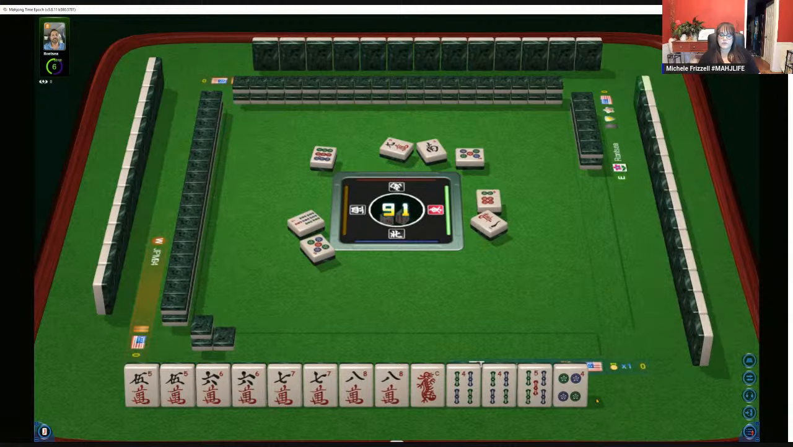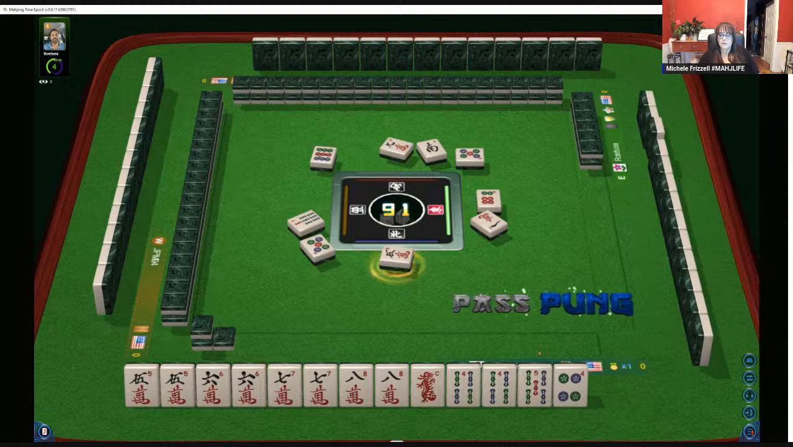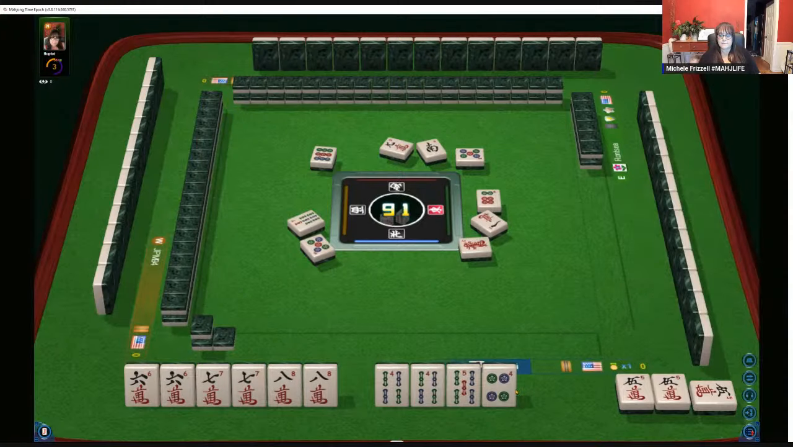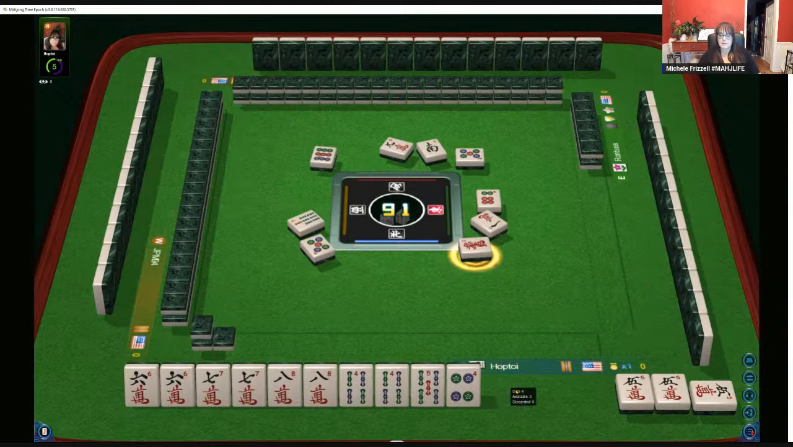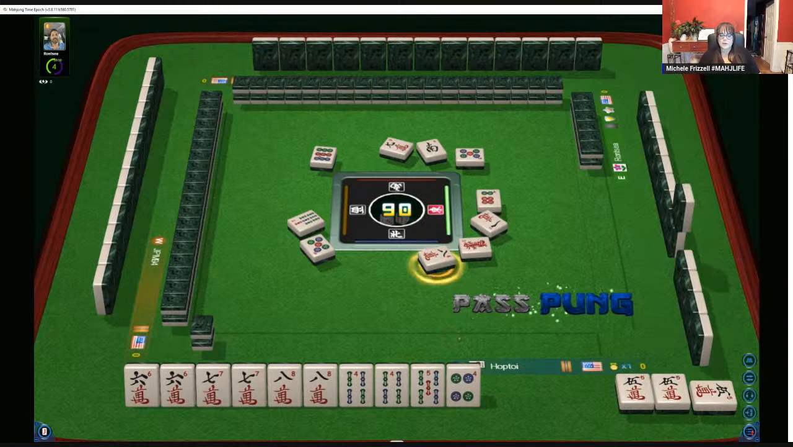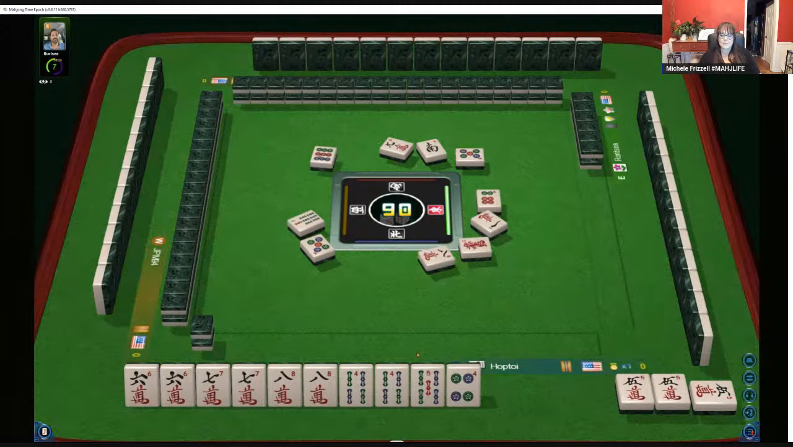We could switch to 4, 5, 6, 7, 5 characters. But I probably wouldn't do that. I would expedite and pung. Pung. And then I would discard this dragon. Red dragon. With a pung of fives, we don't need a dragon. That's not very telling. Eight characters. All right, now. Oh, darn it. That would be, we're going to need a joker.